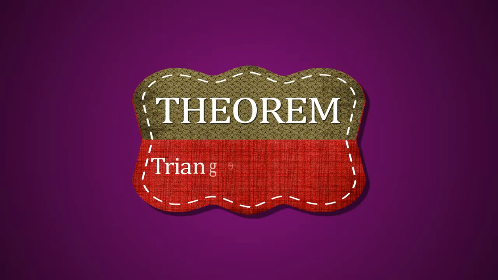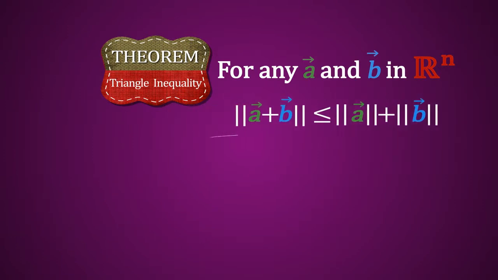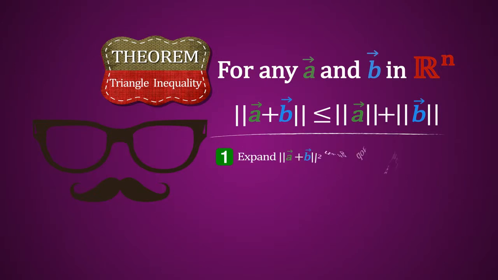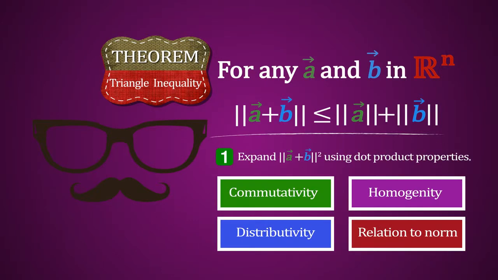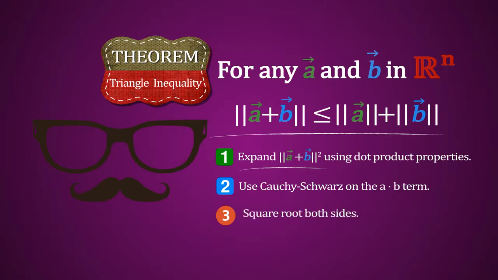Theorem: triangle inequality. For any a and b in Rn, the norm of a plus b is less than or equal to the norm of a plus the norm of b. To prove this, we will expand the norm of a plus b squared using dot product properties. From this expanded expression, we form an inequality by applying Cauchy-Schwarz on the dot product term. Then we complete the proof by rooting both sides of this inequality.